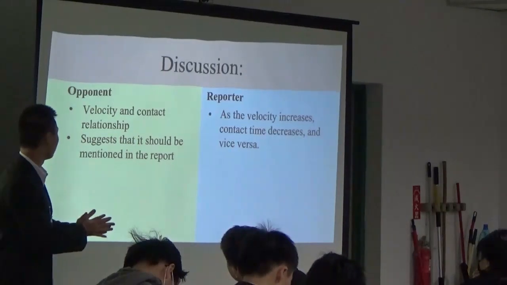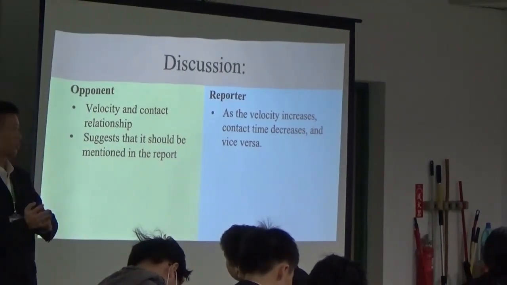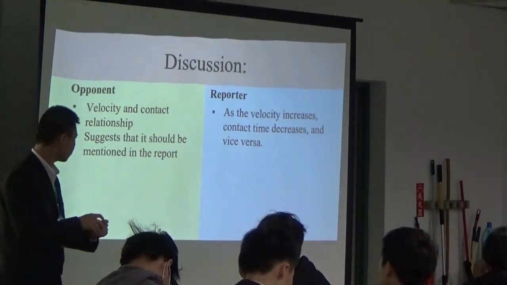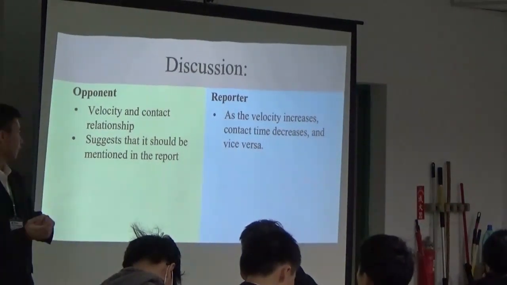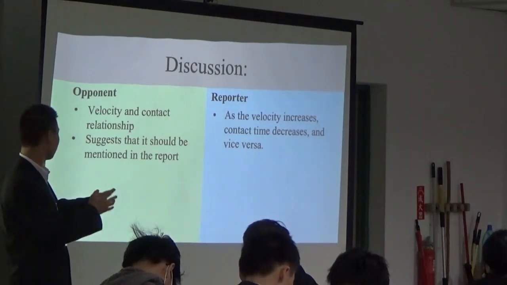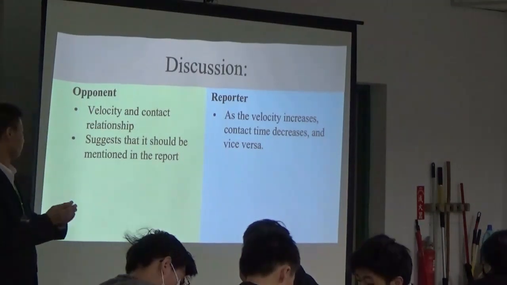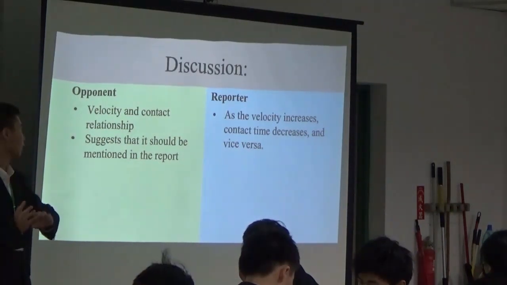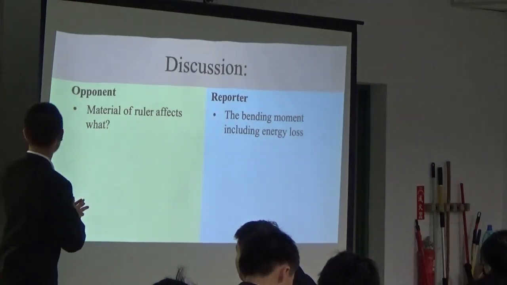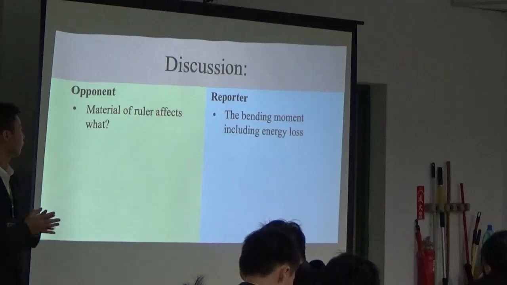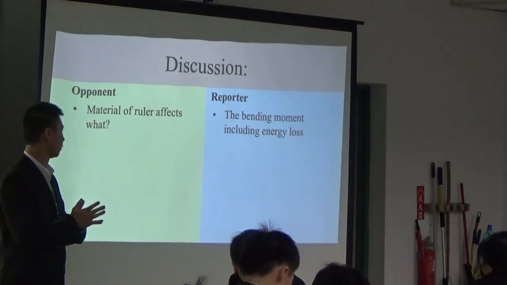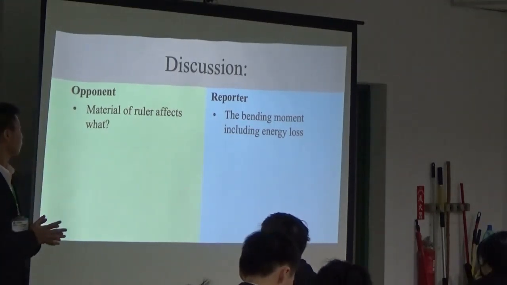Then they also discussed the velocity and contact time relationship. And the reporter says that as the velocity increases, contact time increases, and vice versa. And the opponent suggests that it should be mentioned in her report. And they also discussed whether the material of the ruler affects. And the reporter says that the bending moment includes energy loss.